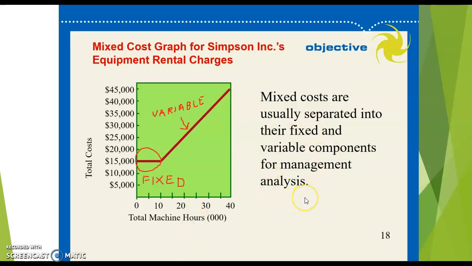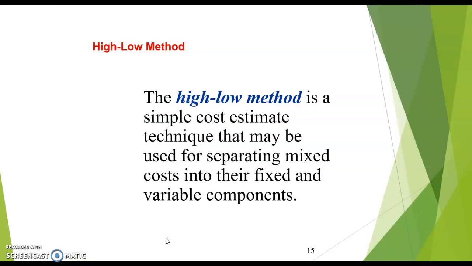Typically, management needs to make decisions that involve how much of something is variable and how much is fixed. So we need to separate those out. One method to do that is the high-low method, and there are other methods. In the next PowerPoint, we'll discuss how to separate out variable and fixed costs.